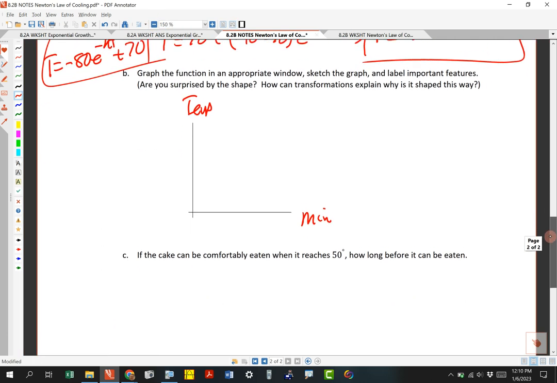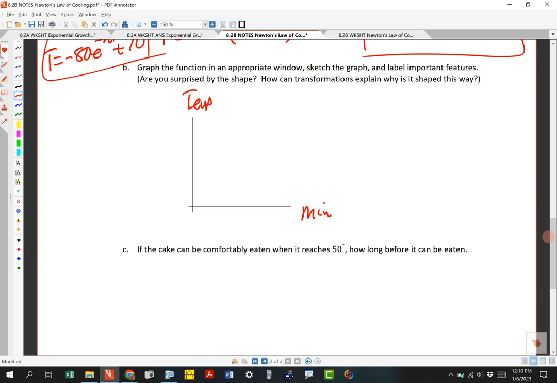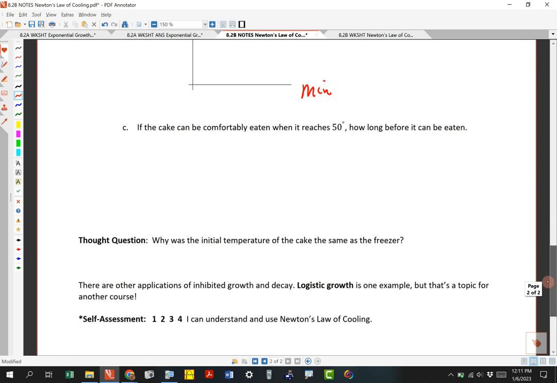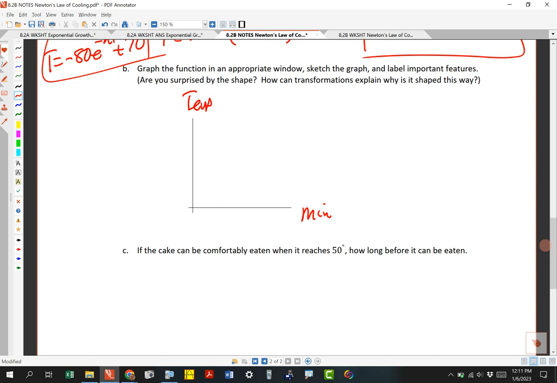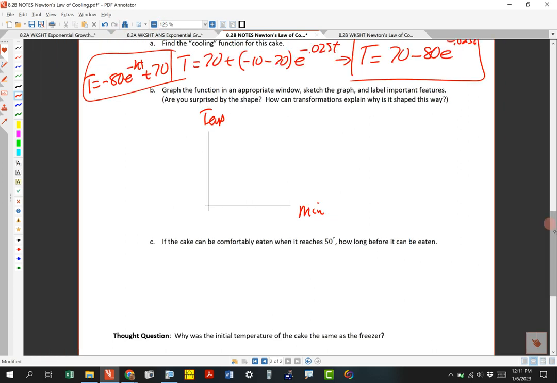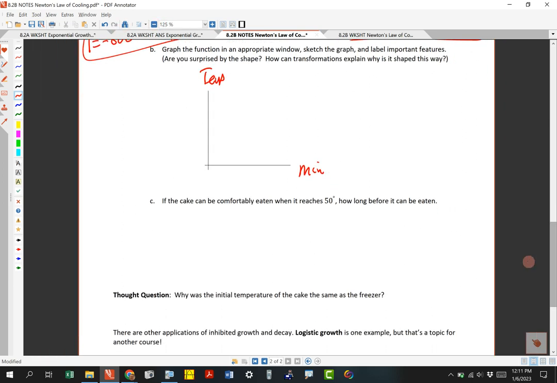Would you answer that question right there? I know what frozen cake would taste like. It's actually pretty good. Get your answer, check with your neighbor.